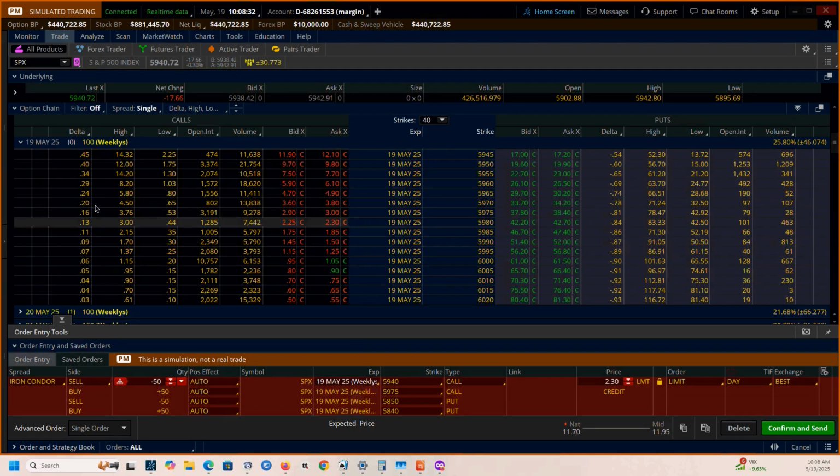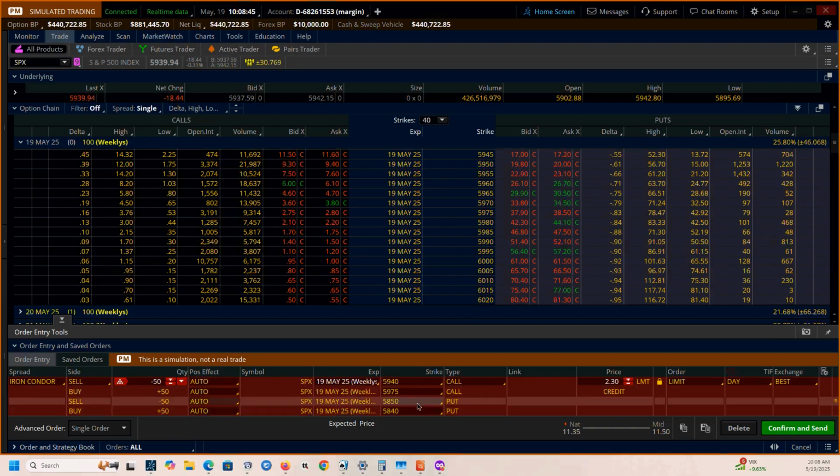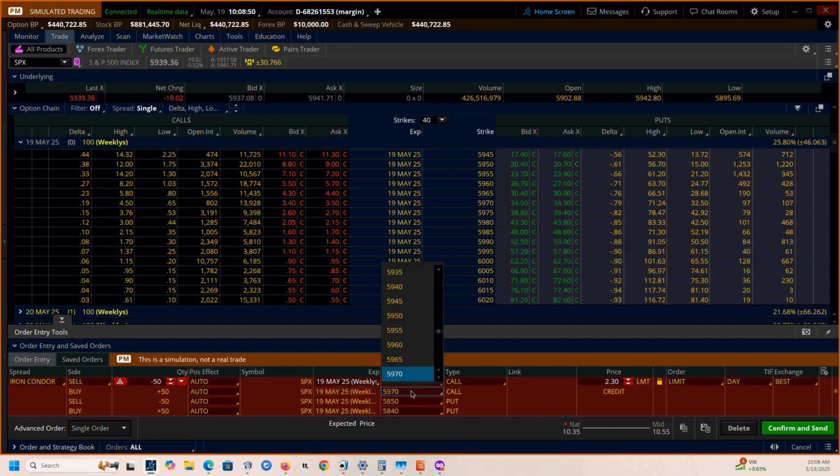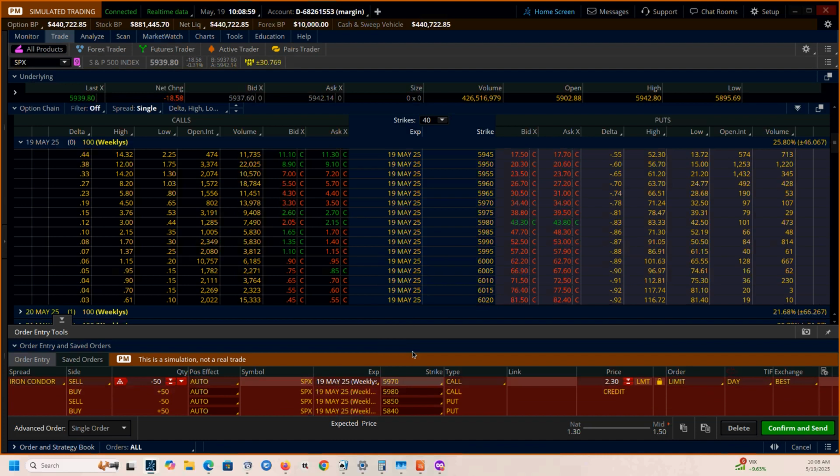So 0.2 delta, 20 delta. It's at 59.70 now. It's moving. We're in the live market. So 59.70, 59.80 on the call side. Have to buy it at 80 and sell it at 70.